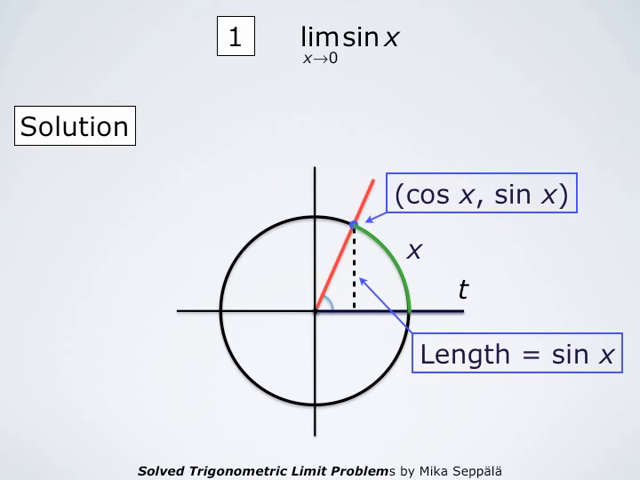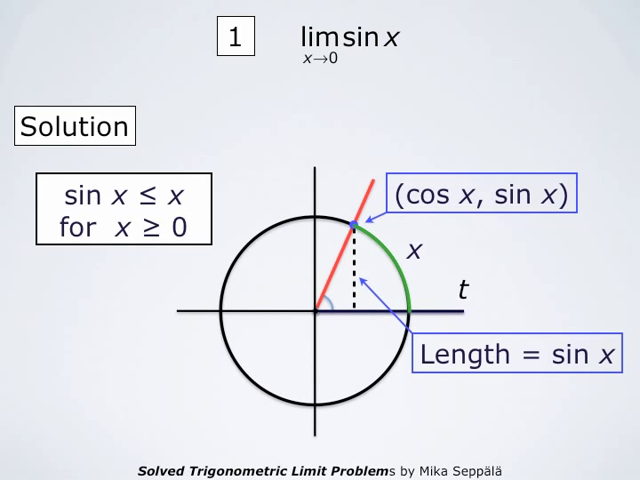From this it follows immediately that if x is positive, then sine of x is less than x. If x is 0, then sine of x is also 0, then we have equality. So we have sine of x is at most x for x greater than or equal to 0.